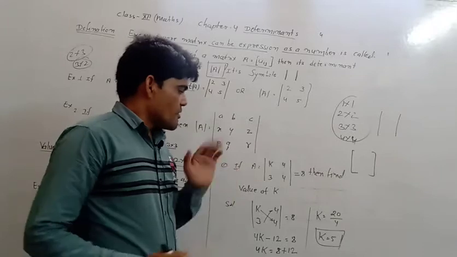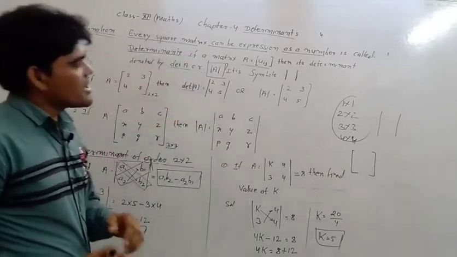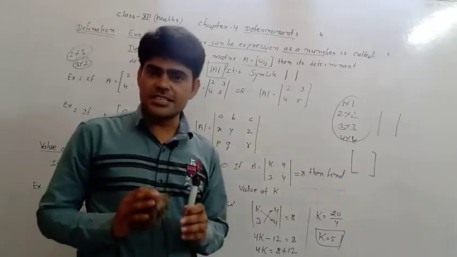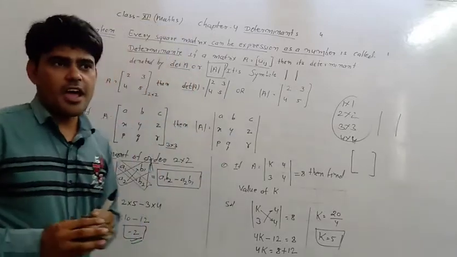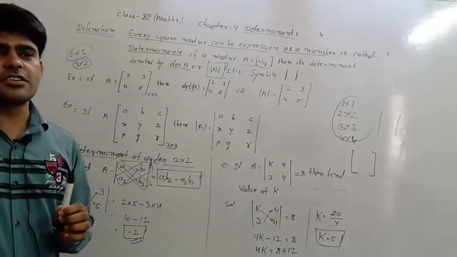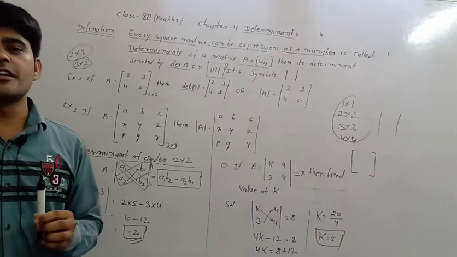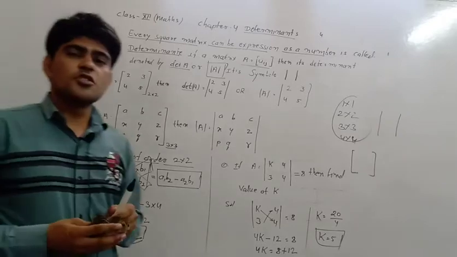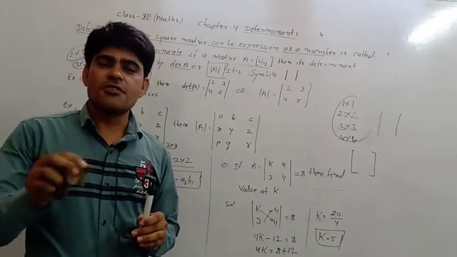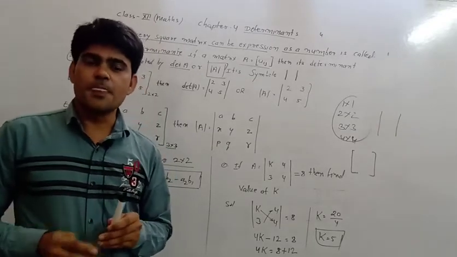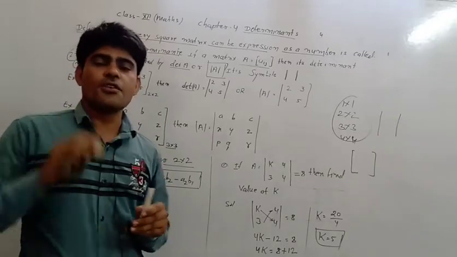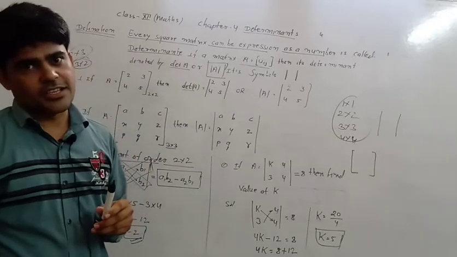Next, we compare a matrix and a determinant. Every square matrix is a determinant, but every matrix cannot be written as a determinant. It means we cannot represent all matrices in the form of a determinant, but only a square matrix can be represented in the form of a determinant.